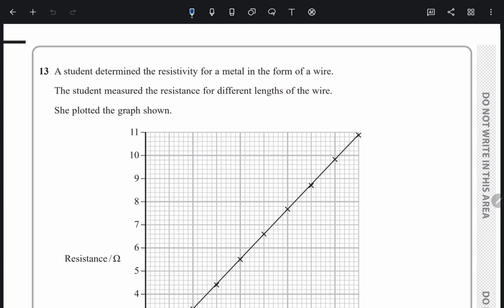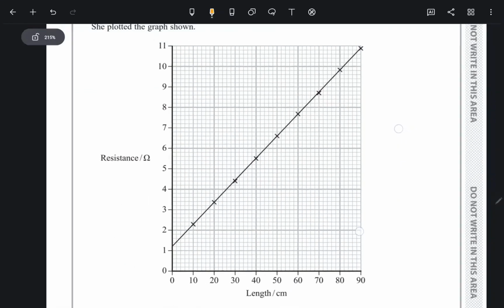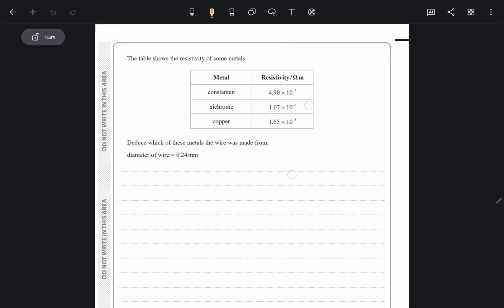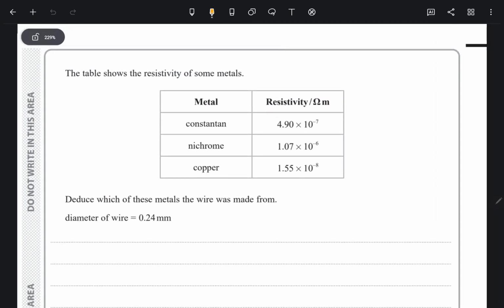Question 13 says, a student determined the resistivity of a metal in the form of a wire. The student measured the resistance for different lengths of the wire. She plotted the graph as shown, resistance versus length, and we have a straight line that's not going through the origin. The table shows the resistivity for some metals. We have three metals, constantan, nichrome, and copper, and their resistivities are given. Deduce which of these metals the wire was made from.